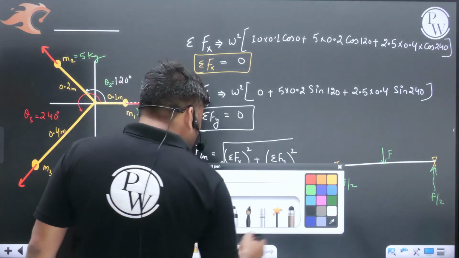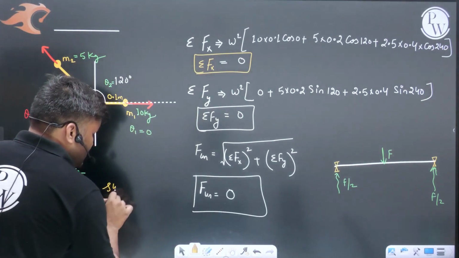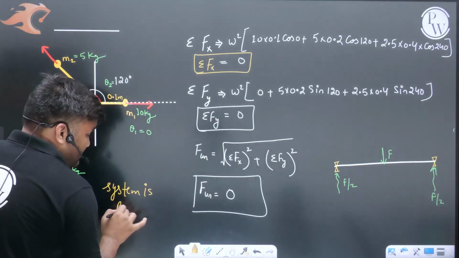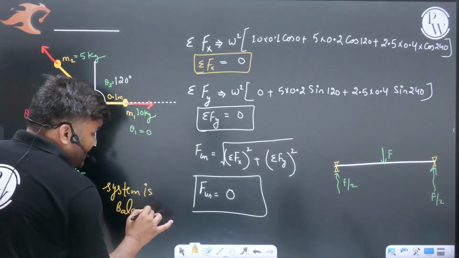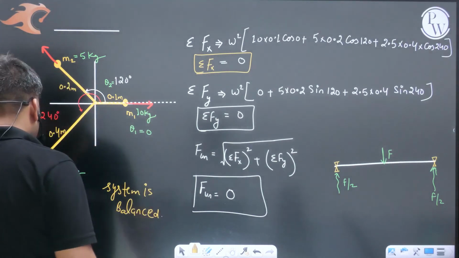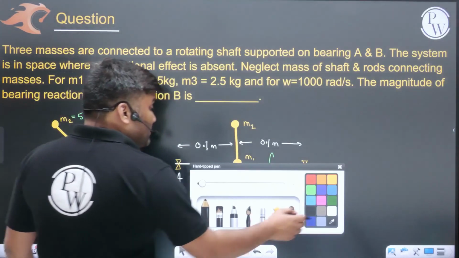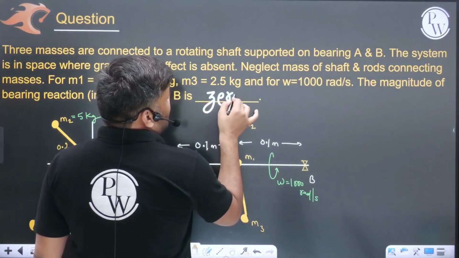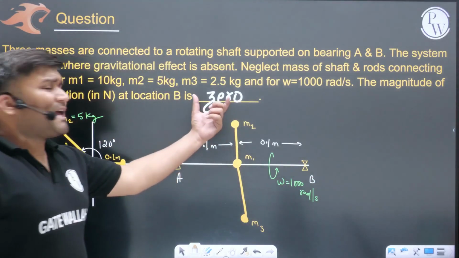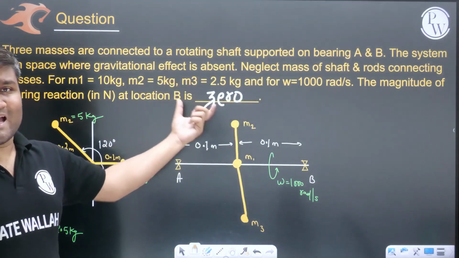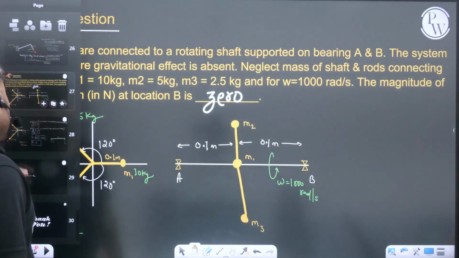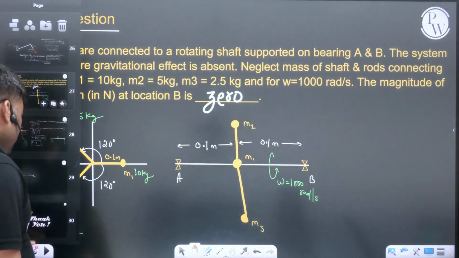System is balanced, beta. There is no unbalanced force. And when there is no unbalanced force, can I say how much is going to be the reaction? Zero reaction is going to be there. Getting the point? So this is how questions can be asked in the examinations. Clear, beta? That's all.